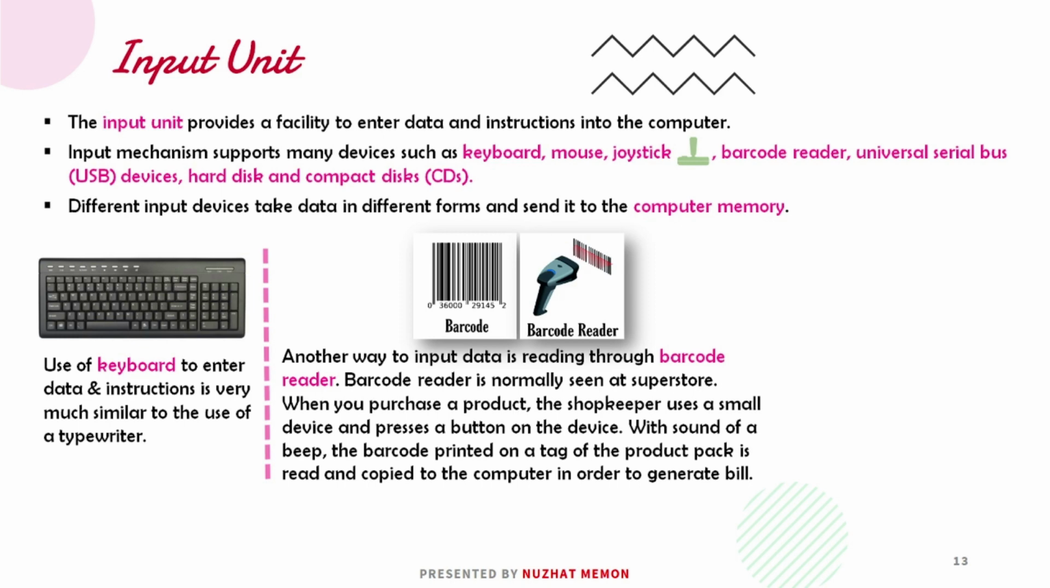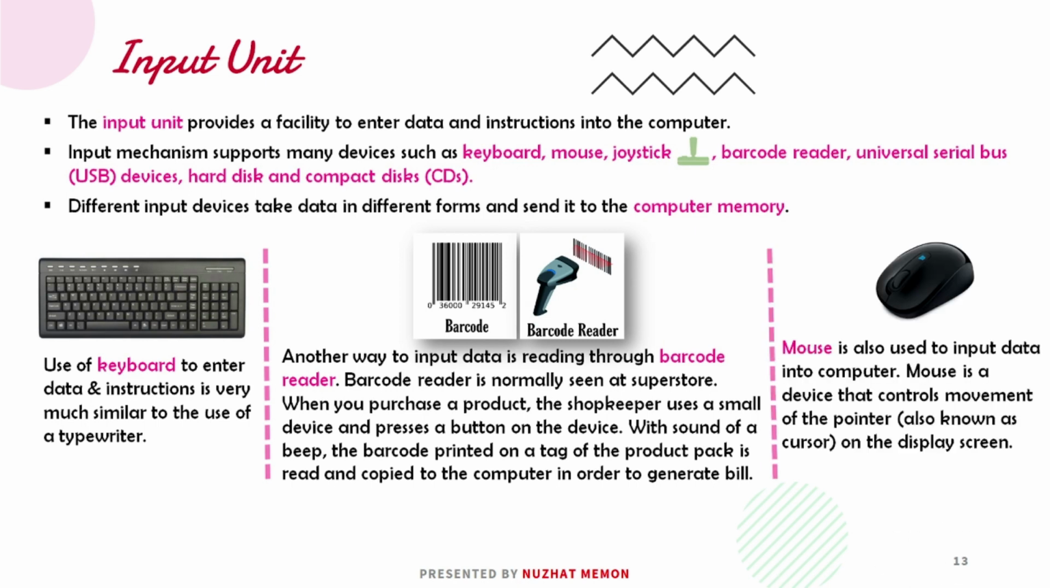When you purchase a product, the shopkeeper uses a small device and presses a button on that device. With the sound of a beep, the barcode printed on a tag of the product pack is read and copied to the computer in order to generate a bill. A mouse is also used to input data into a computer, commonly known as a pointing device. A mouse is a device that controls the movement of the pointer or the cursor.